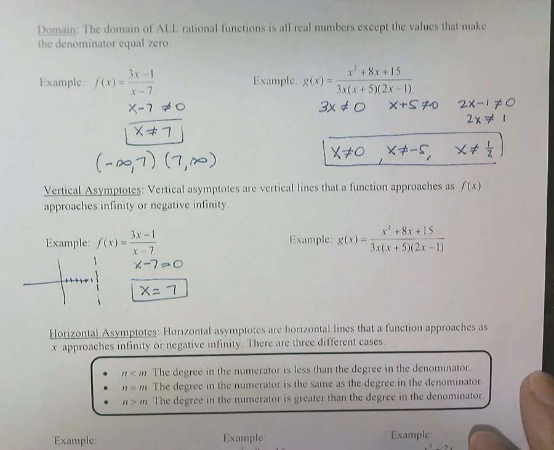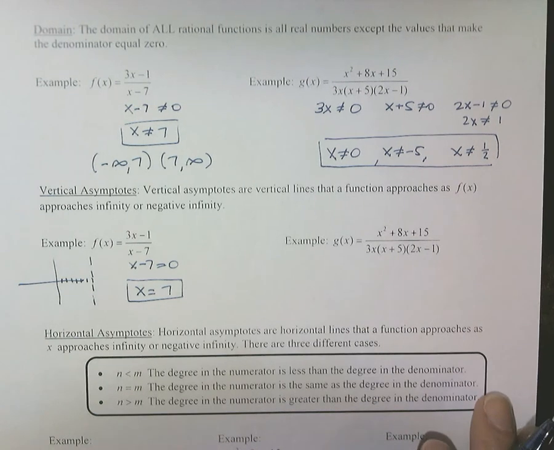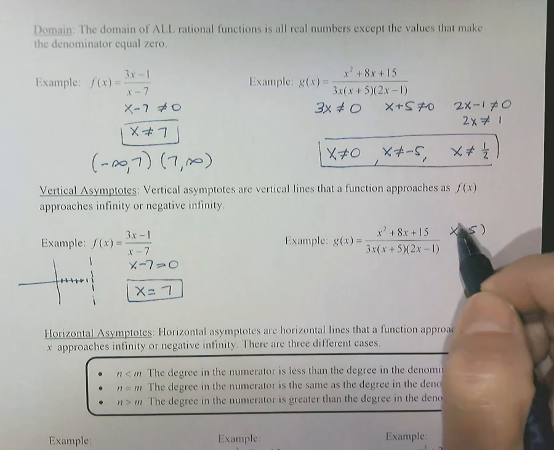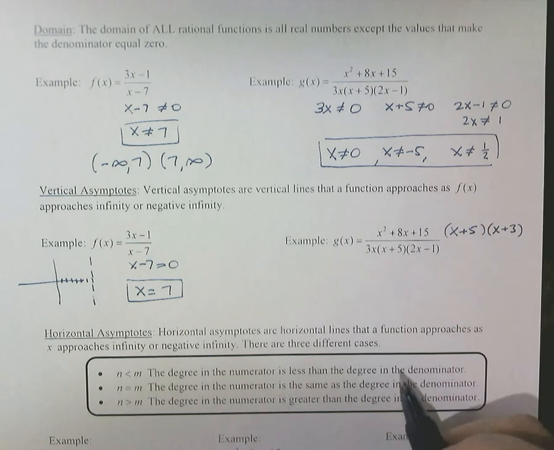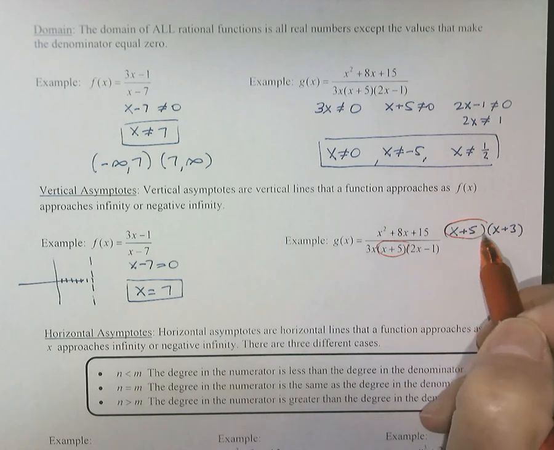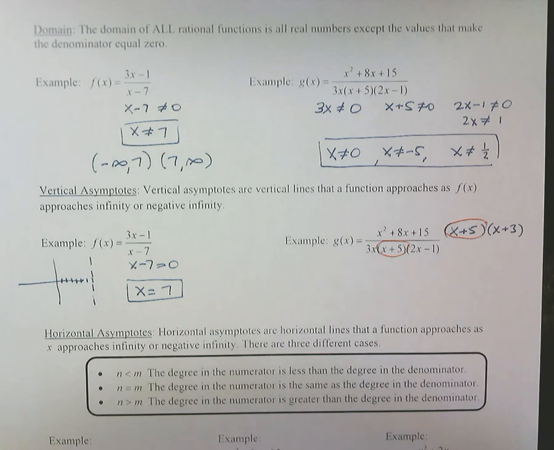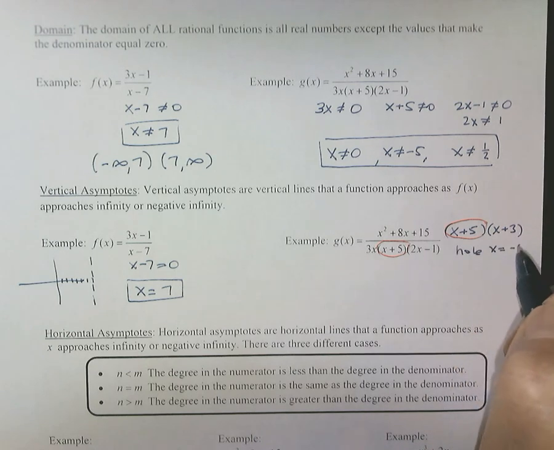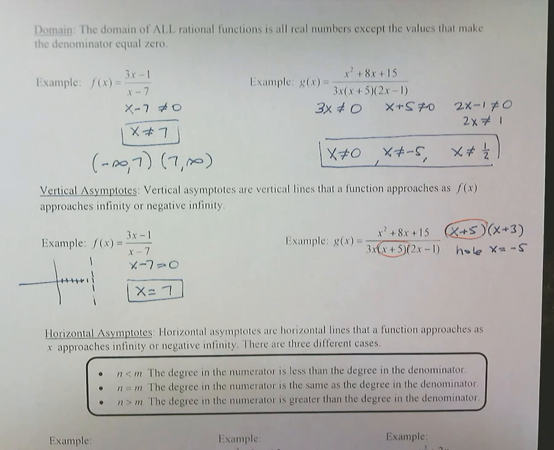This next example I have, you need to look at the numerator and the denominator. If I factor the numerator, I get x plus 5, x plus 3. Now notice there's a similar factor in the numerator and the denominator, that x plus 5. So that's not going to be a vertical asymptote. That's actually a hole. It actually has a coordinate for a point, but I'm just introducing this to you right now.